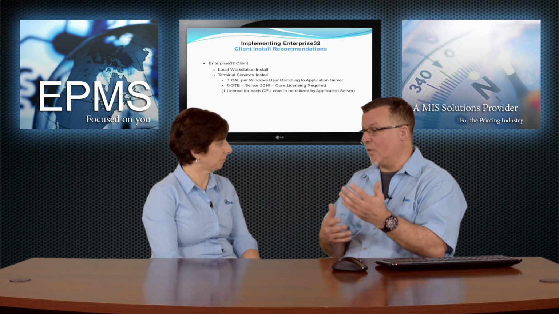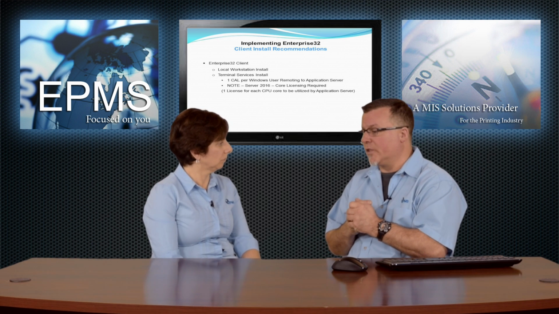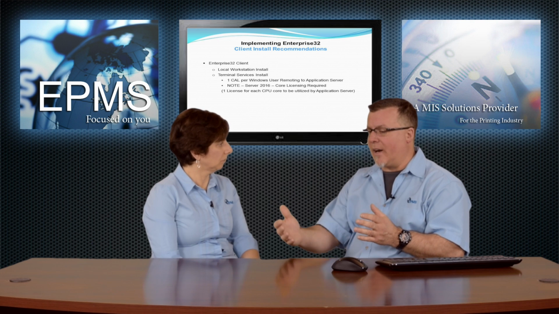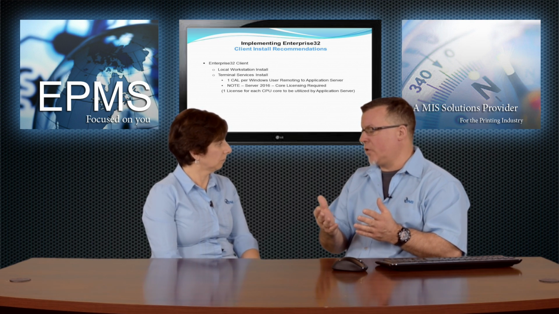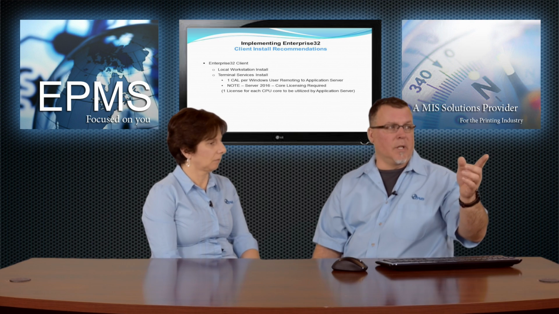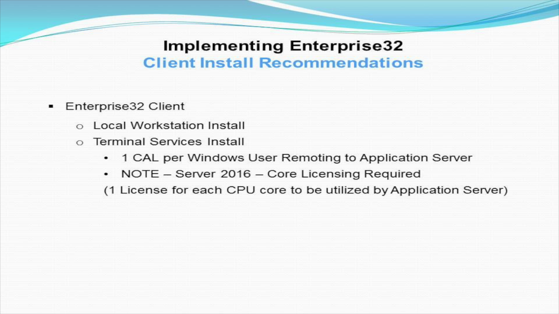Right. So that's actually a good way to handle it. You're not physically adding another server, you just add a virtual server. But you're still required to meet these licenses. So let's look at this. For terminal services installed, you need to have 1 CAL per Windows user remote into the application server. What that means is each user accessing the application via the application server is required to have a terminal service license. Right.